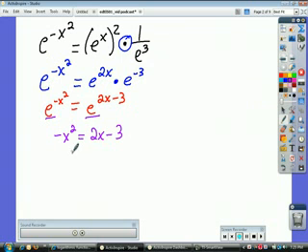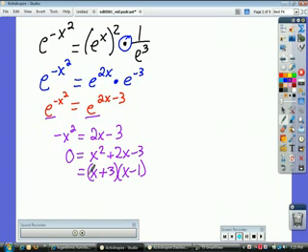We should notice that this is a quadratic equation, so I will get one side equal to 0 and solve it hopefully by factoring, but if not, then I may need to use some other method. If I look, I should be able to factor this. Negative 3 has factors of positive 3 and negative 1, so this is x plus 3 times x minus 1. And we set each one of these factors equal to 0 using the zero product property. X equals negative 3 and x equals 1.